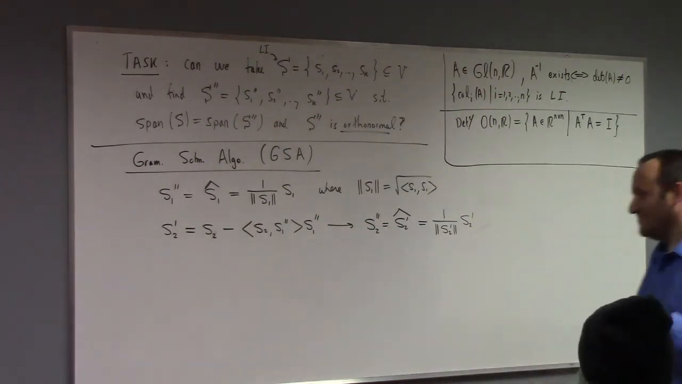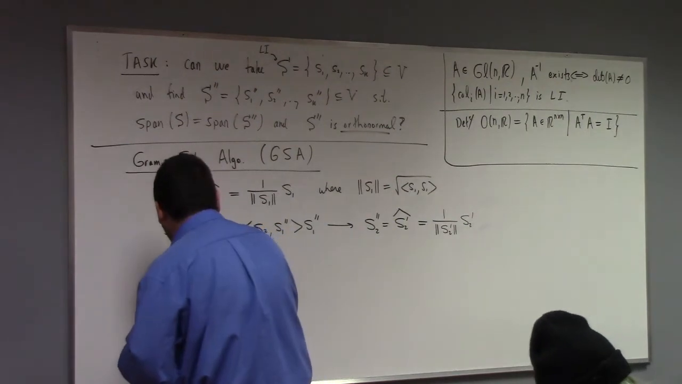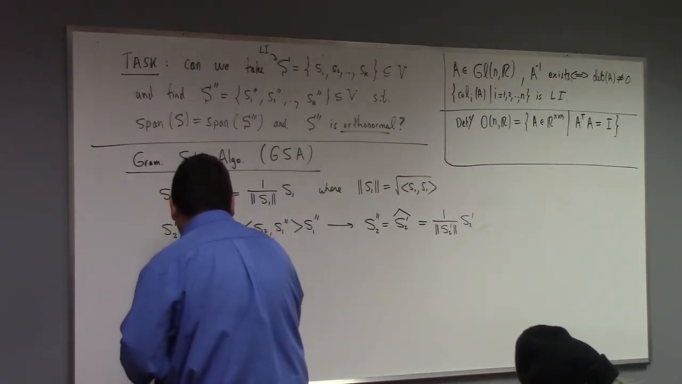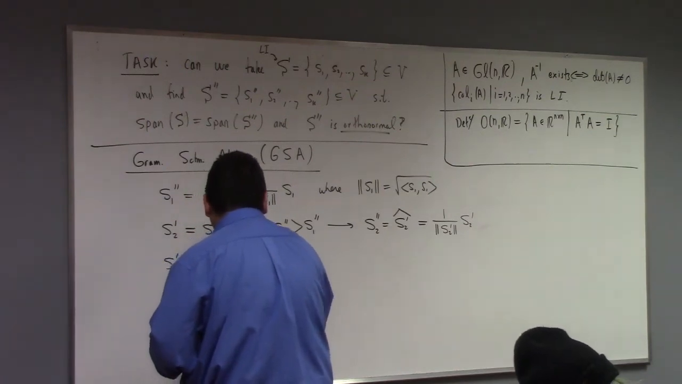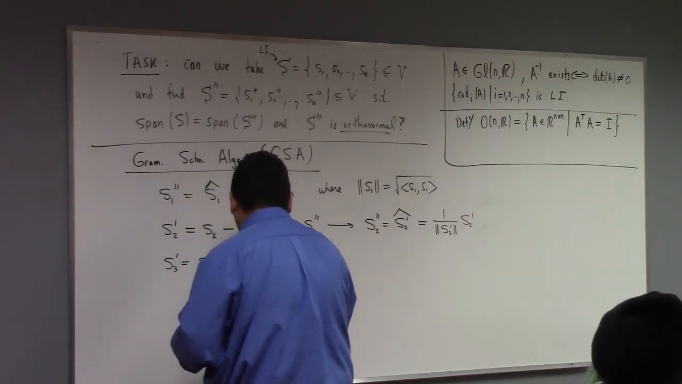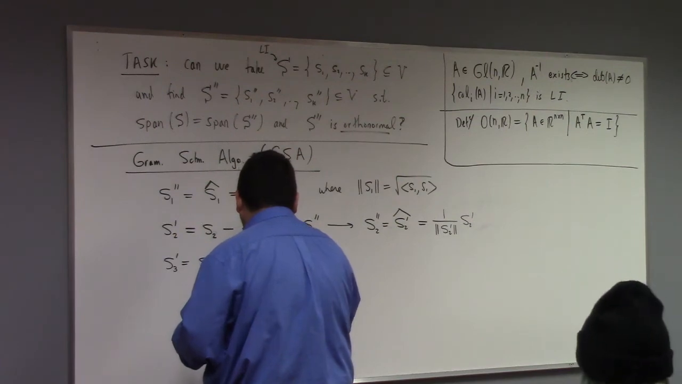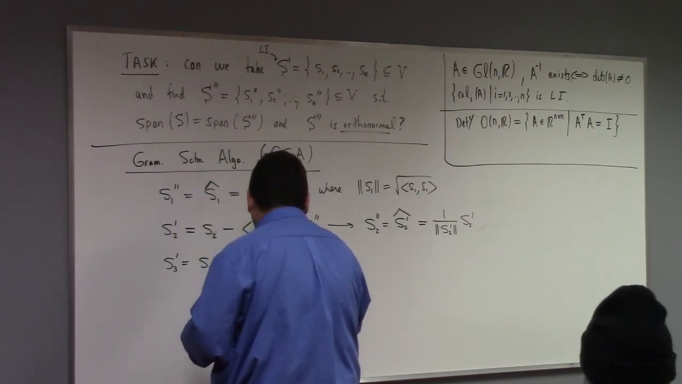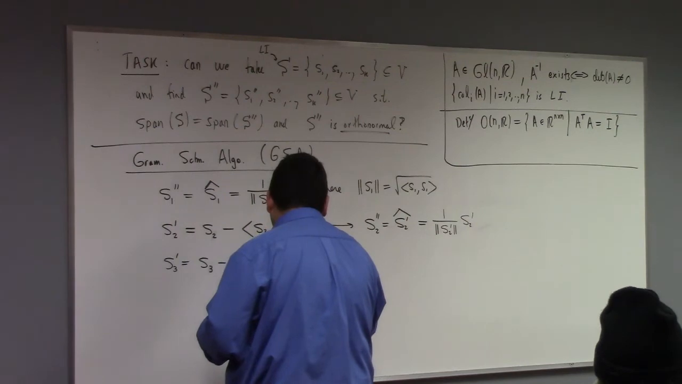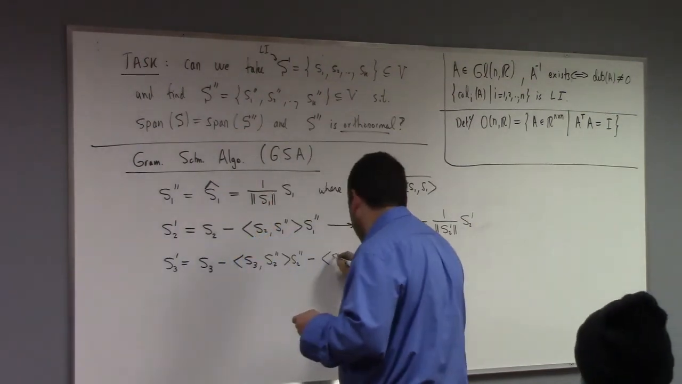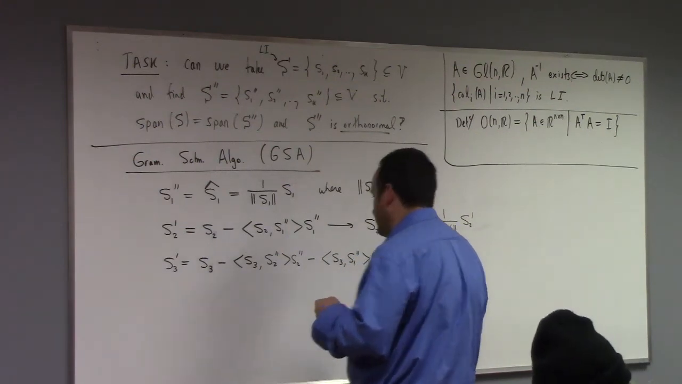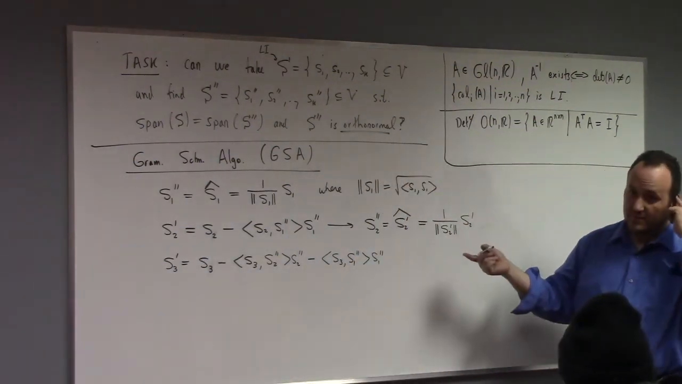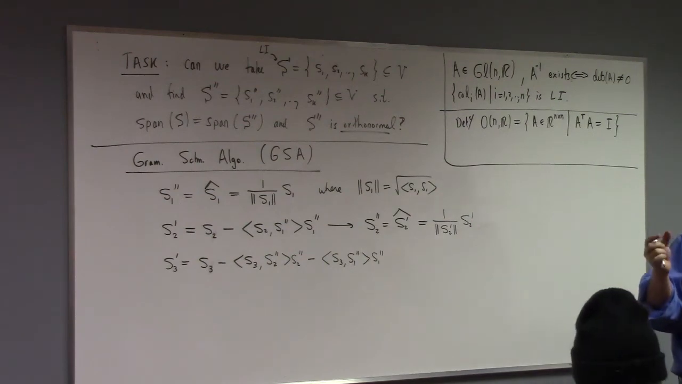And then you do S3. S3 prime, you start with S3, you subtract off the piece which is in the second direction. So you subtract off S3, S2 prime prime, S2 prime prime, and then you also subtract off S3, S1 prime prime, S1 prime prime. So what you're doing is you're taking the third vector and you're subtracting off of it the part of it which is in the second or the first directions.